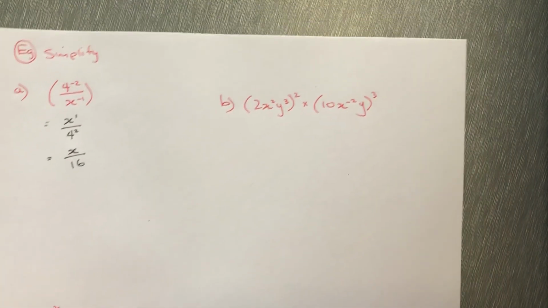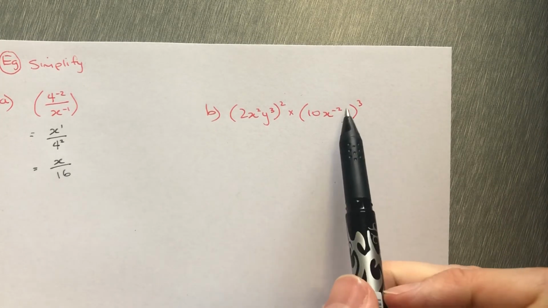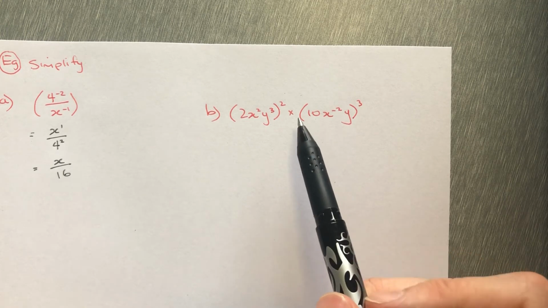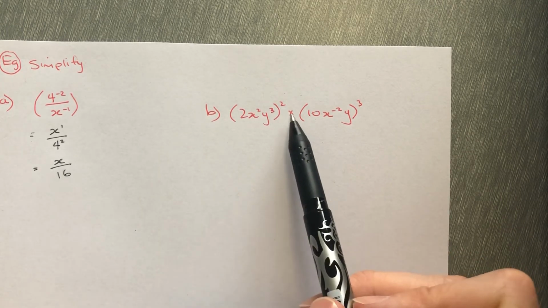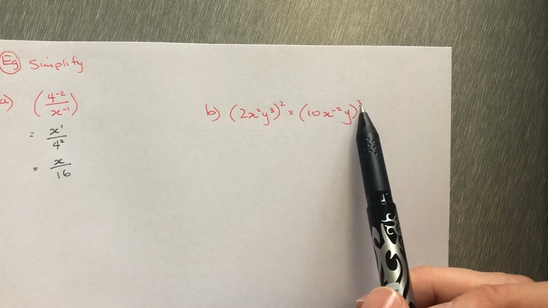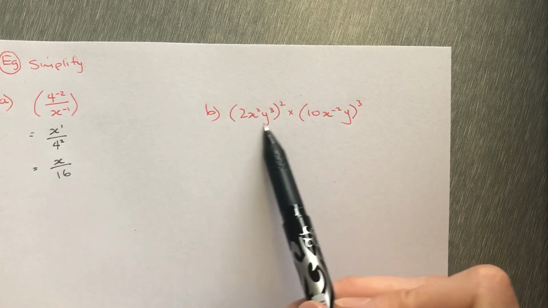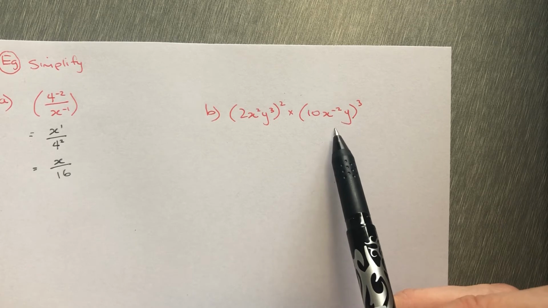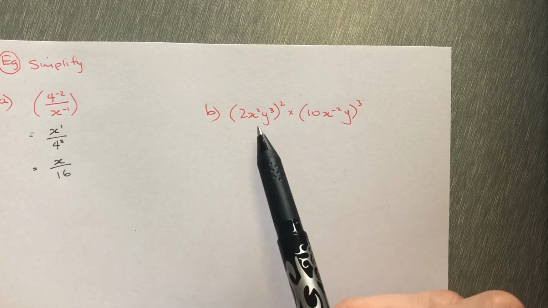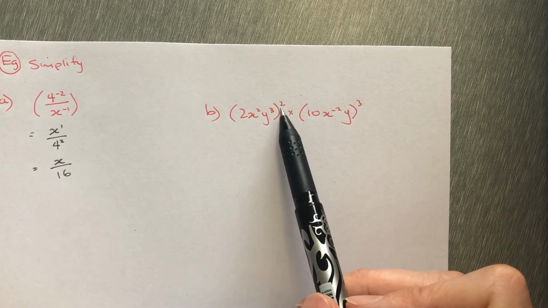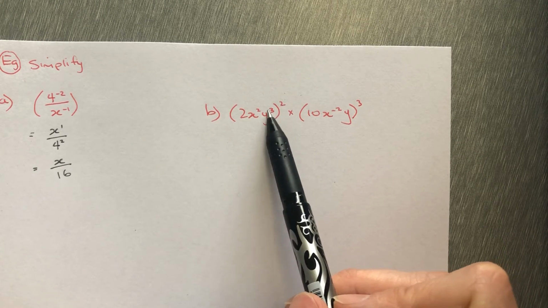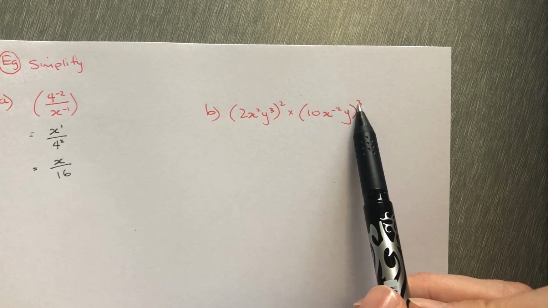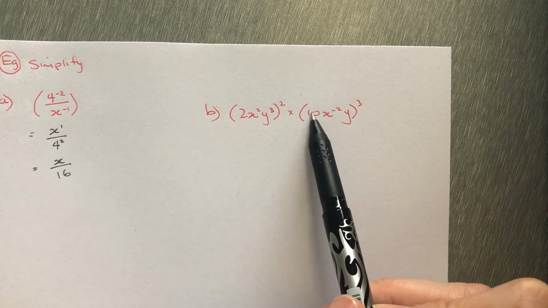Now this one over here, we're going to need a few more rules involved here. So I can see that we've got something squared times something to the power of 3. These things here, they're not the same, are they? If they were the same, we could actually use rule 1, but they're not. So instead, I'm going to make sure I apply this squared to all the different things inside here. And on this side, I'm going to apply this cube to all the different things inside here as well.